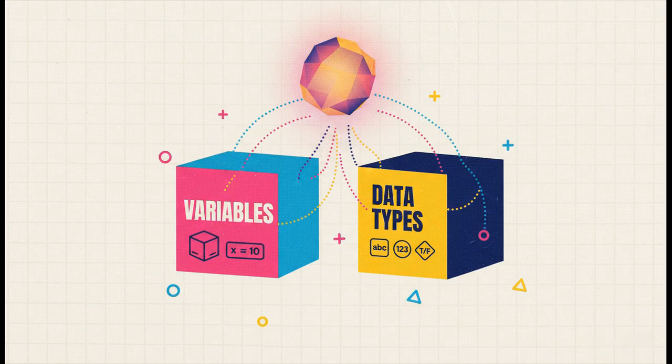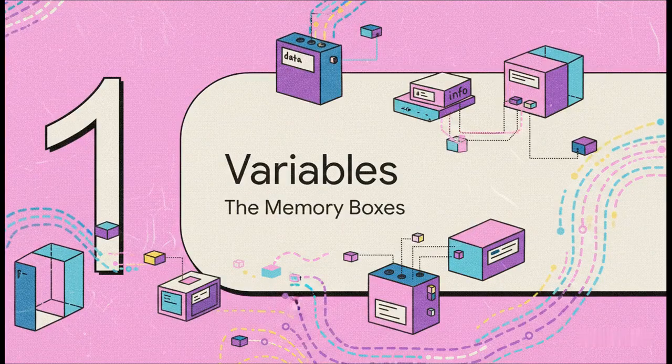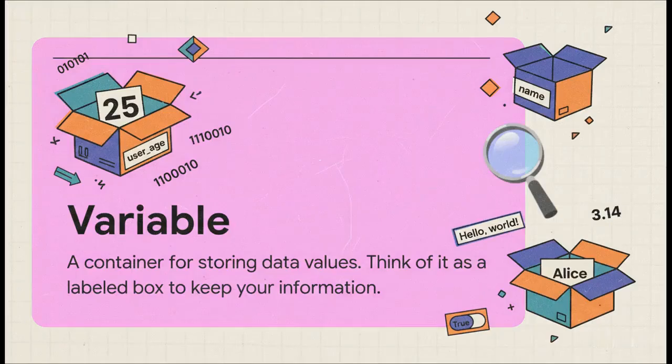So let's dive in. All right, first up, let's tackle variables. Now, the absolute best way to think about a variable is to picture it like a labeled memory box. Seriously, it's just a container that holds on to any piece of information a program needs to remember. And yeah, it's really that simple. A variable isn't the information itself, it's just the box that you put the information in. You slap a label on that box so you can find it later.